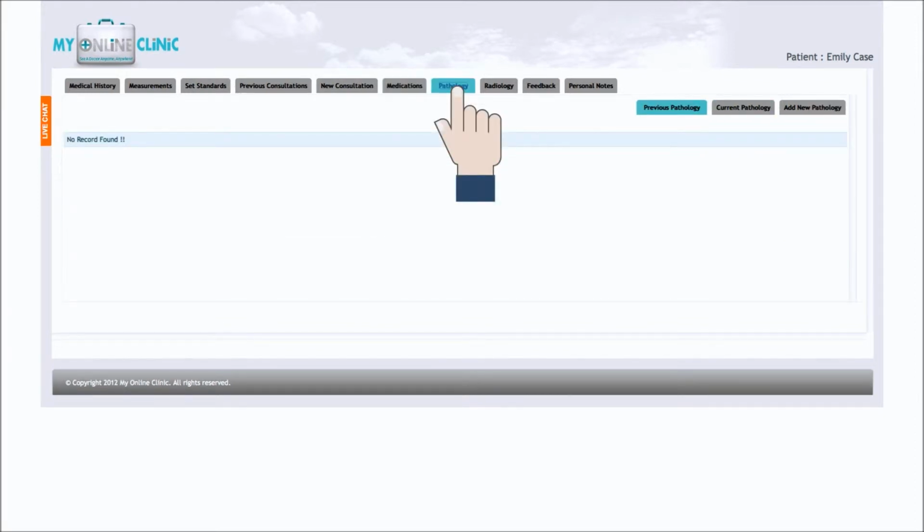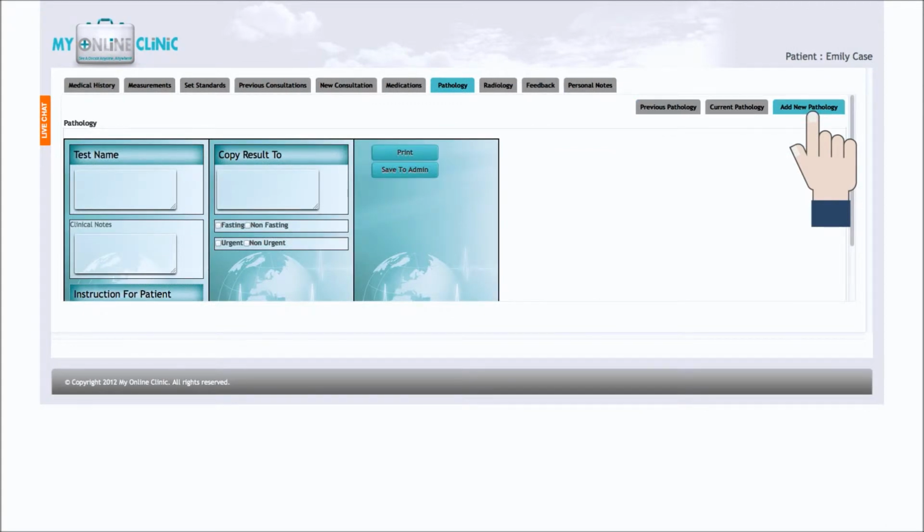Pathology. This allows you to see previous pathology results or add a new request. When adding a new request, you only need to type the tests you want and fill in the other information, and then click Submit. My Online Clinic staff will send the request to the patient. You will be notified of the result by My Online Clinic staff.